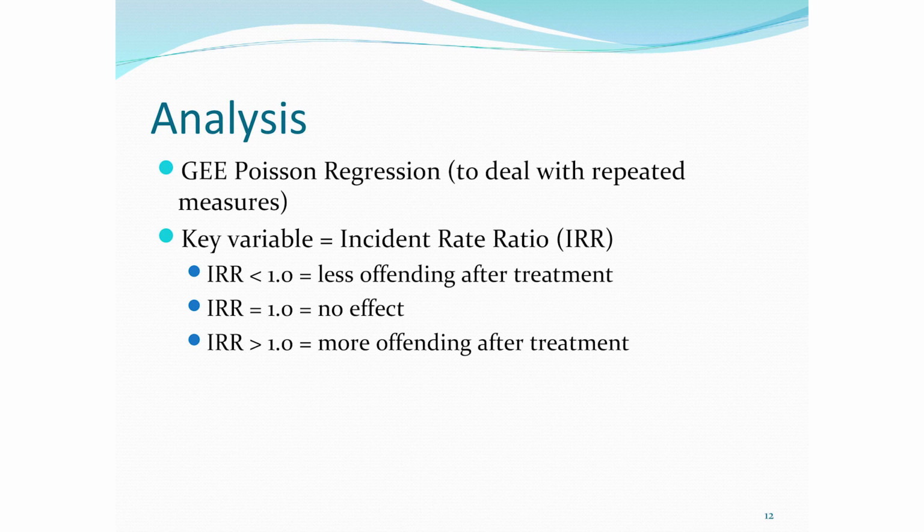The key thing you need to note here is the incident rate ratio, and all you need to know about that is if the incident rate ratio is less than 1, then that's good news. That means the violence is going down. If it's 1 or near to 1, that means there's no effect. If it goes above 1, that means there's more offending after treatment. So that's all you need to know about the results to understand what the next slide tells you.